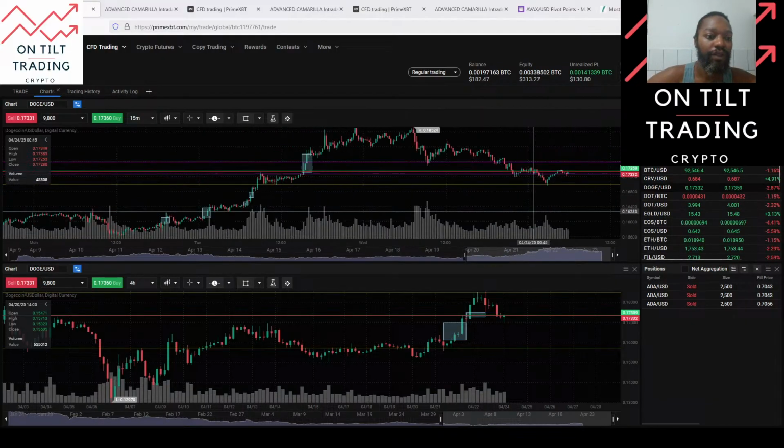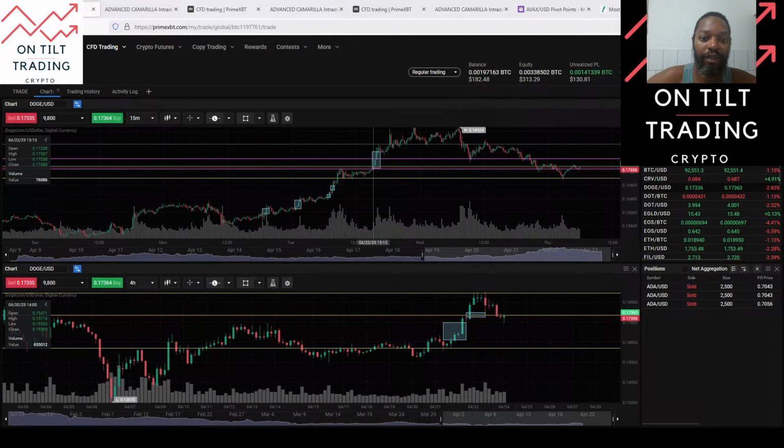Or you can see down here I have selected these smaller areas of fair value on the 15-minute. We're probably looking somewhere about, I believe my profit target is 0.16. So we're talking right in around here for a profit target if this trade idea plays out. So that's what I'm seeing on Dogecoin this morning.